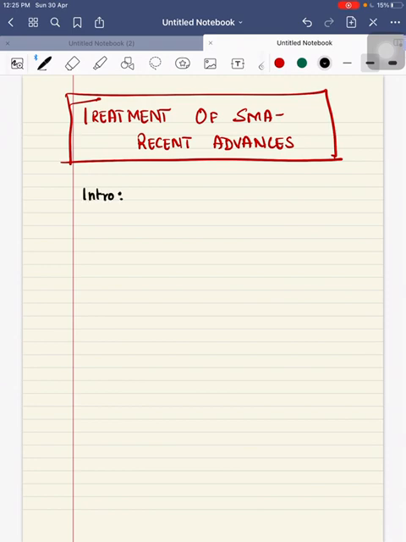Hello everyone. Today we'll discuss treatment of SMA, that is Spinal Muscular Atrophy, recent advances. Okay. We'll start with an introduction.